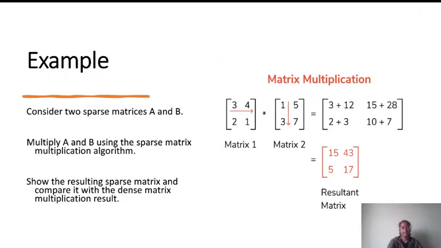Example. Consider two sparse matrices A and B. Multiply A and B using the sparse matrix multiplication algorithm. Show the resulting sparse matrix and compare it with the dense matrix multiplication result.